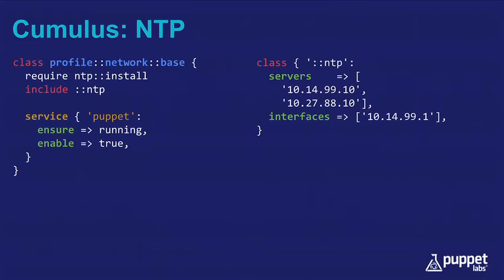Going over to Cumulus, again, we're ensuring that Puppet Agent is installed and running, like we did with the other two, but here we're actually using the standard NTP module. So this is the same one that you would use on any common list of servers, and we're configuring it as such.